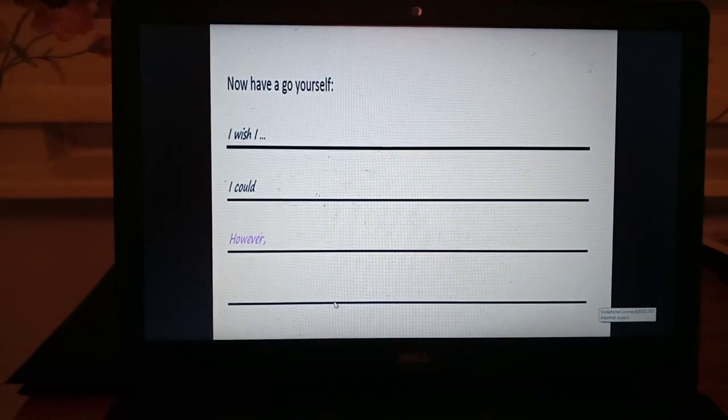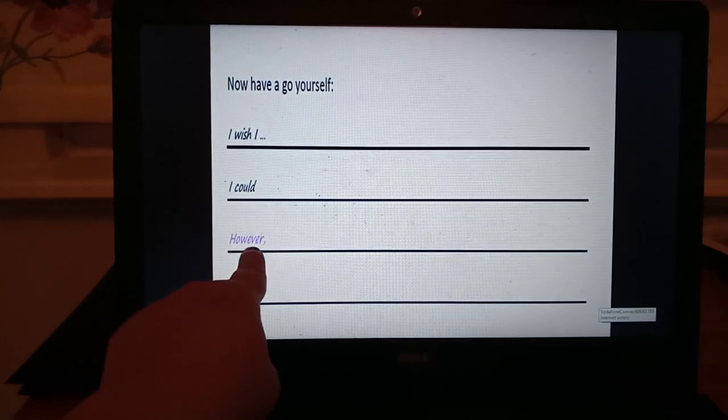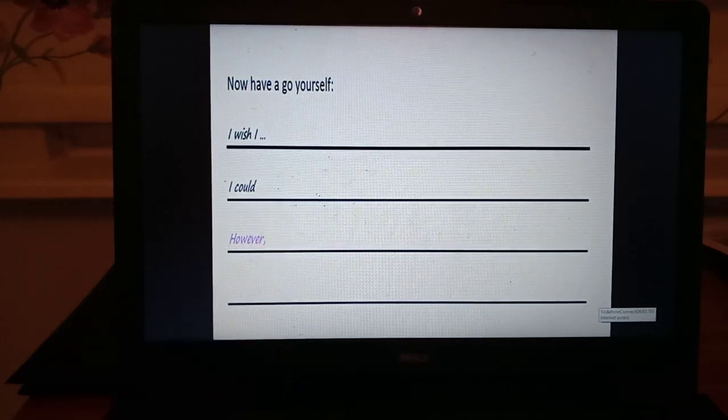So what I want you to do, 2 or 3. I wish I, then what you could do with that wish, or what you would be able to, and then a downside, however. Notice the comma after however. So try to think of 2 or 3 different things, okay? I'm then going to go forward, so you'll need to pause it here for a couple of minutes and just jot down your ideas. Okay, I don't need to see this work, just jot down your ideas, okay?